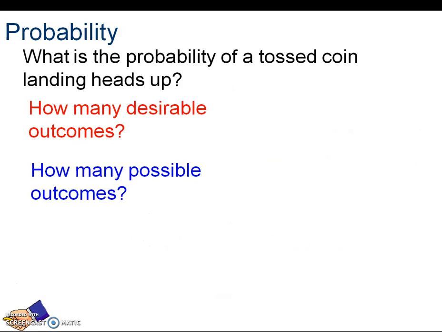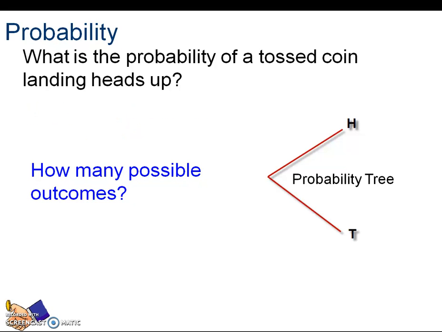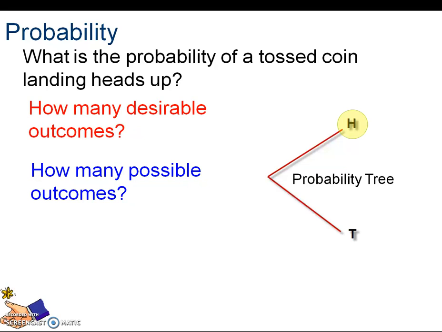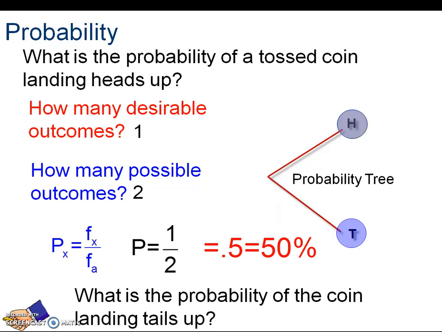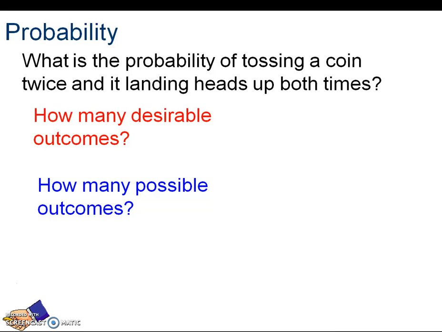So what is the probability of tossing a coin and landing on heads? Well, we look at our probability tree and we see it can either land on heads or tails. So how many possible outcomes can you have? Well, there's two possibilities with one desired outcome. So it becomes 1/2 or 0.5 or 50%. So what's the probability of landing on tails? Again, 50%.